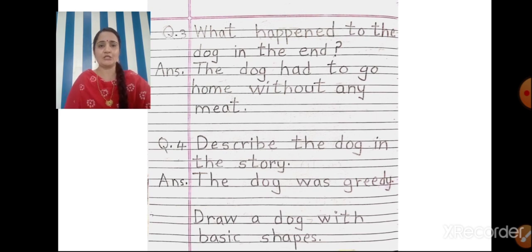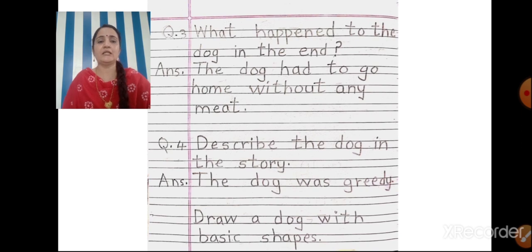Then write question number 3. What happened to the dog in the end? What happened to the dog in the end? Put question mark. Yes, very good. The next line, write answer ANS dot. The dog had to go home without any meat. Give full stop. Leave one line and write question number 4.